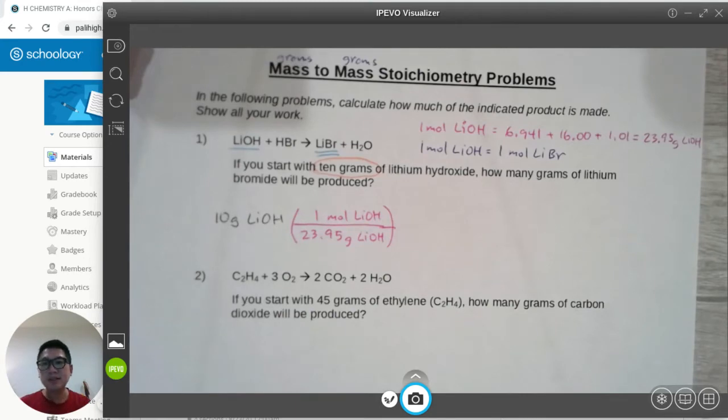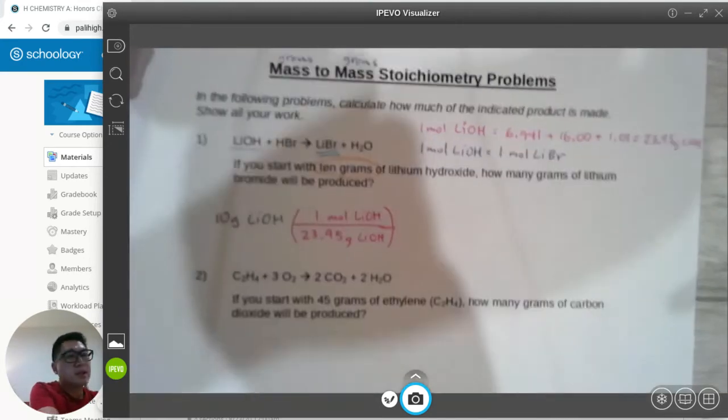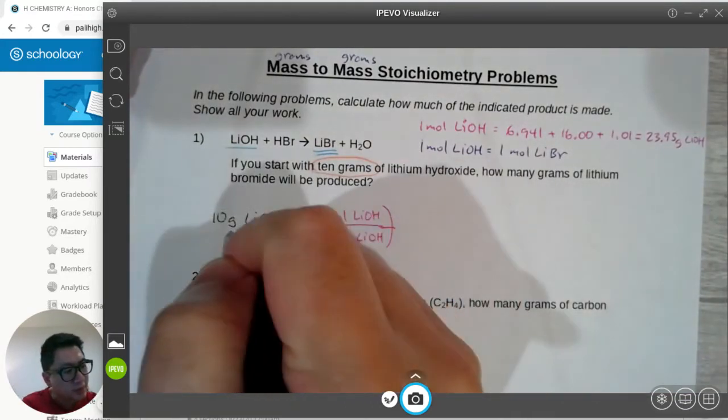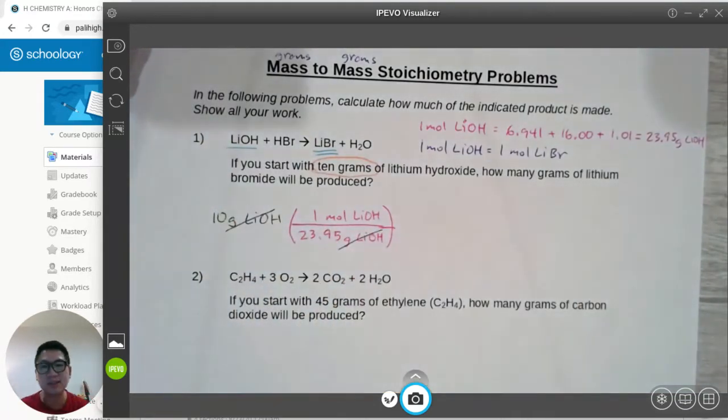Now notice that grams of lithium hydroxide and grams of lithium hydroxide cancel. Now I have moles of lithium hydroxide. I'm not trying to find moles of lithium hydroxide. I'm trying to find lithium bromide, that is the question.